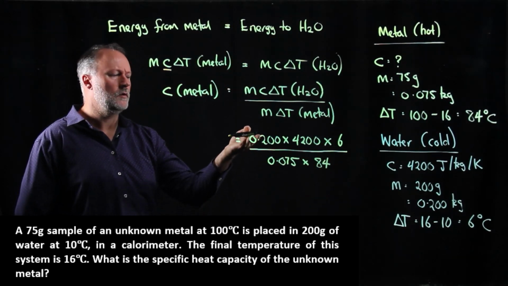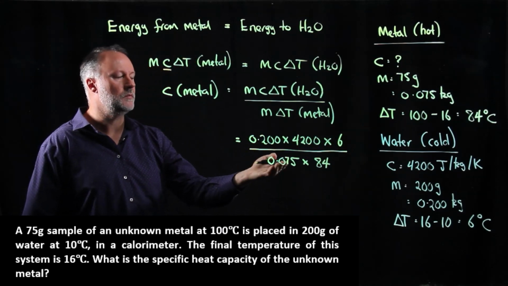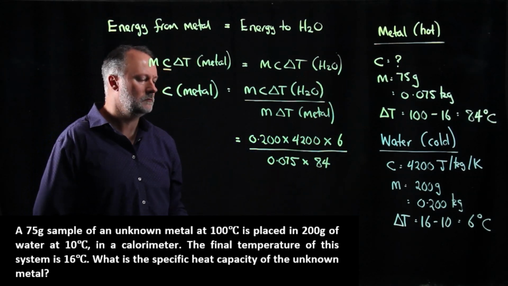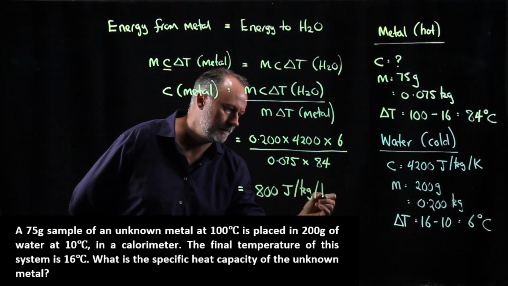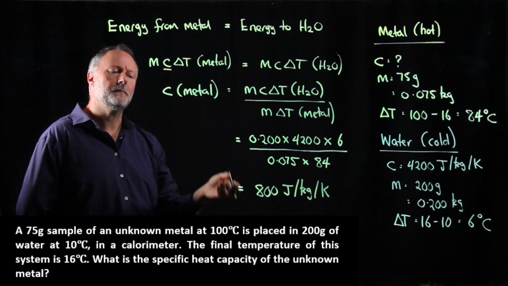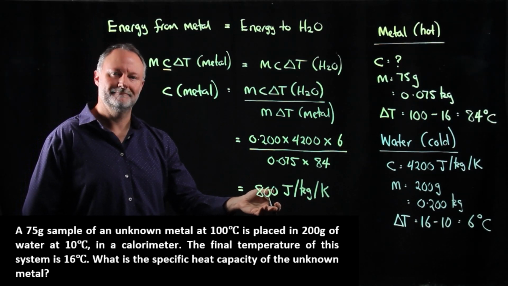Okay, our numerator comes from the information from the water, and our denominator comes from the information from the hot metal. So when we do our calculations, we find that the unknown specific heat capacity of the metal is 800 joules per kilogram per Kelvin.